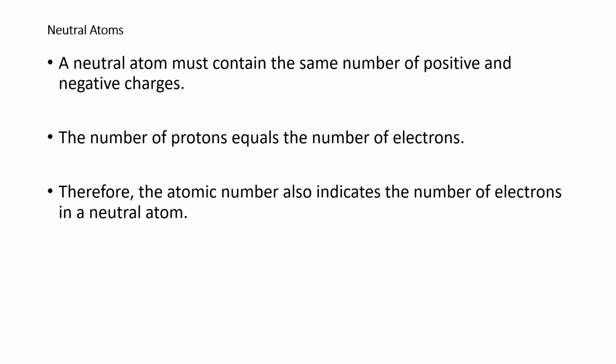A neutral atom must contain the same number of positive and negative charges. The number of protons equals the number of electrons. Therefore, the atomic number also indicates the number of electrons in a neutral atom. So if we think about hydrogen, hydrogen has 1 proton in the center. Hydrogen, to be neutral, is going to have 1 electron in the orbital. Because the electron has a negative charge, the proton has a positive charge, so -1 plus positive 1 gives us a neutral charge of 0.